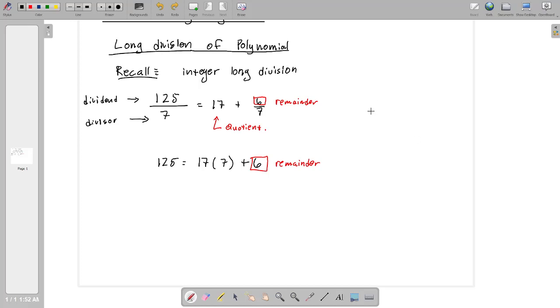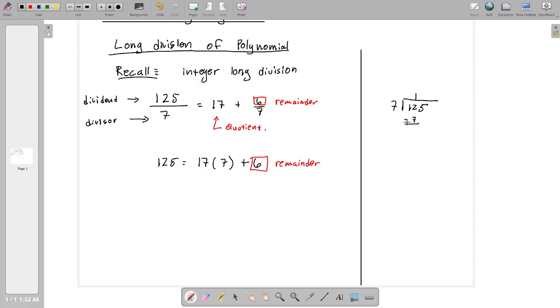So if we wanted to divide 125 by 7, we would say, how many times does 7 go into 125? And we look at this, and we can look at individual digits. So does 7 go into 1? No. Okay, well then combine the first two digits. Does 7 go into 12? Yeah, it goes in one time. We put a 1 above the 2. 1 times 7 is 7. And then we do 12 minus 7.